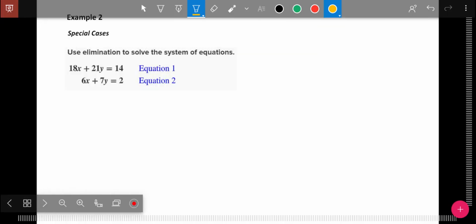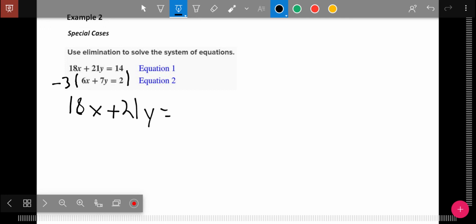And so let's look at this. Now, for this one, I need to change an equation. I'm going to multiply everything in this bottom equation by -3, because to me, that's going to make the x's cancel out. I have 18x, and -3 times 6 will be -18x. I'm just going to rewrite the top equation, because I'm not changing it at all. And then I'm going to rewrite the bottom equation after multiplying everything by -3.